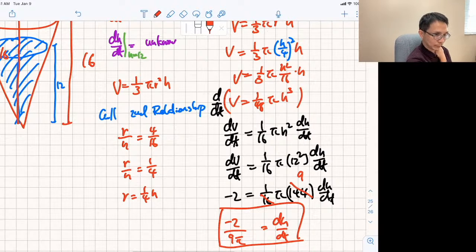Where did the 1 over 4 for the r over h come from? I just reduced 4 over 16. Oh, okay, thank you. Yeah, that's okay. That's just simplifying. Okay, I wasn't sure if it was from a different part of it. Nope. That makes a lot more sense. Any other questions?